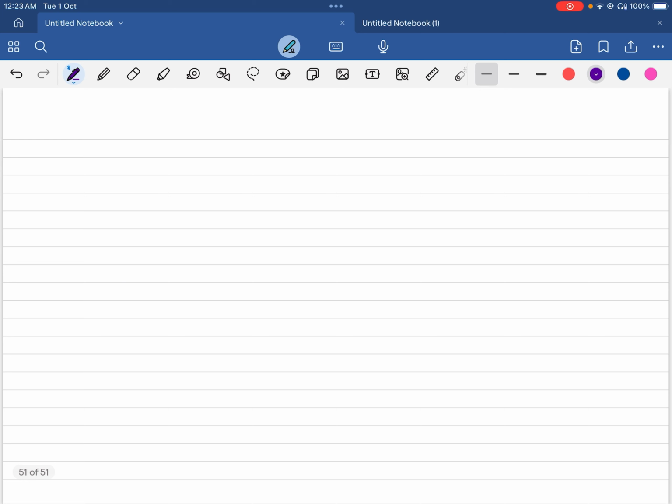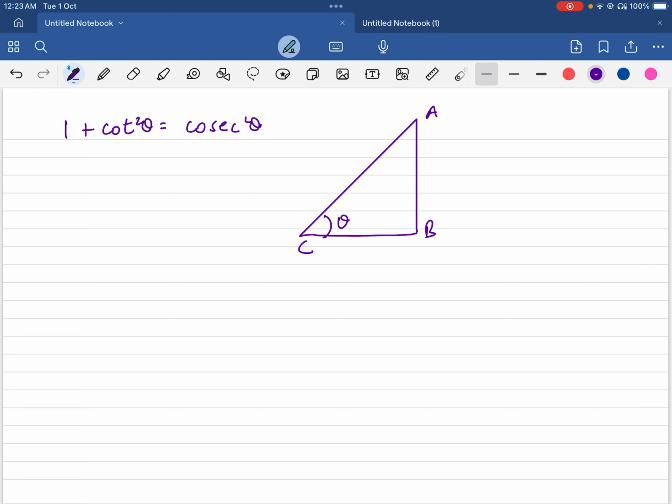Last one, 1 plus cot square theta is equal to cosec squared theta. Again make a triangle, and now you freeze the video and try this all by yourself. Theta, A, B and C.